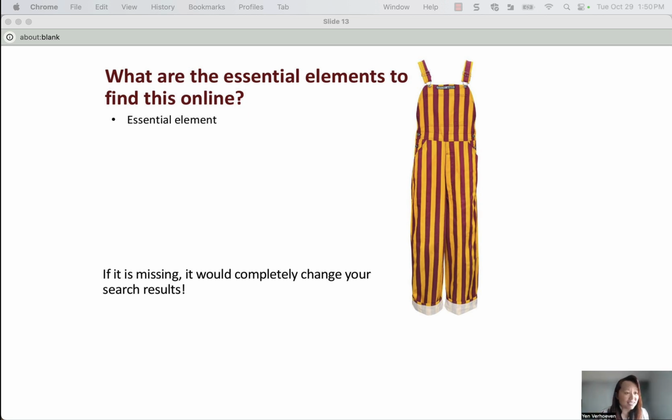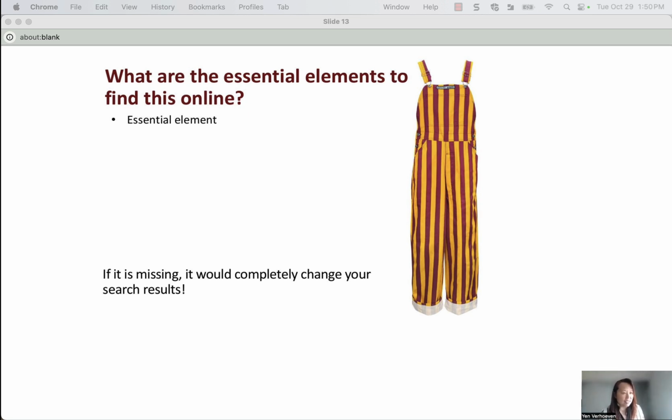So think about that. Iowa State is an essential element, right? Because if you don't have Iowa State, although there are other ways you can do essential elements, you may not find the same colors. Overalls, right? These are overalls. If I put dress, that essential element is going to completely change what I'm finding. So overalls is an essential element.